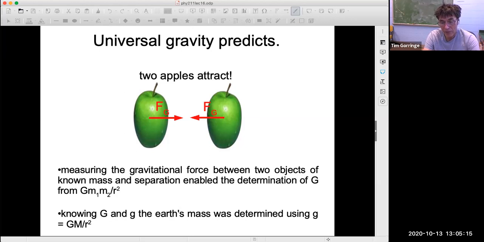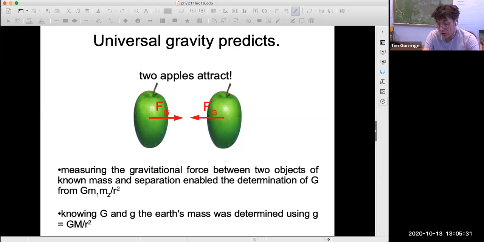It wasn't found by analyzing the moon going around the Earth or the Earth going around the sun. It was found by measuring the gravitational attraction between two everyday objects, two known masses.